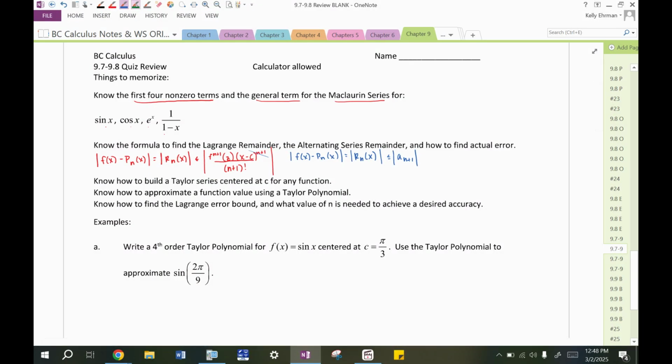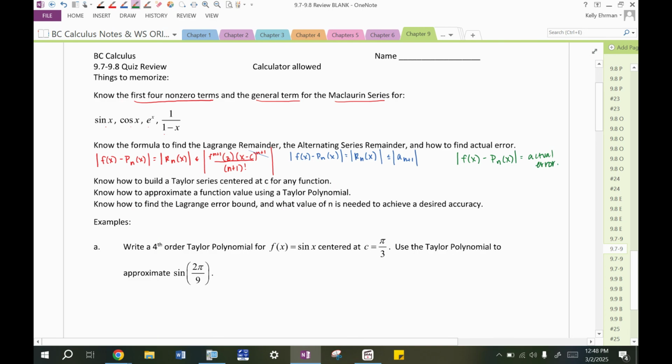Actual error is when you are just actually typing in f of x minus whatever your approximation is and getting an answer.